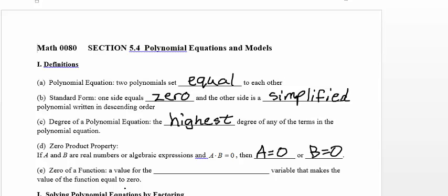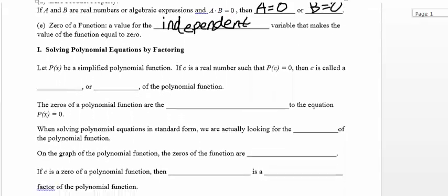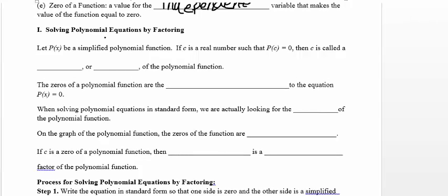A zero of a function is the value for the independent variable that makes the value of the function equal to 0. And in the typical situation, x is the independent variable, y is the dependent variable. So this is the value, the variable values of x that make the function 0.